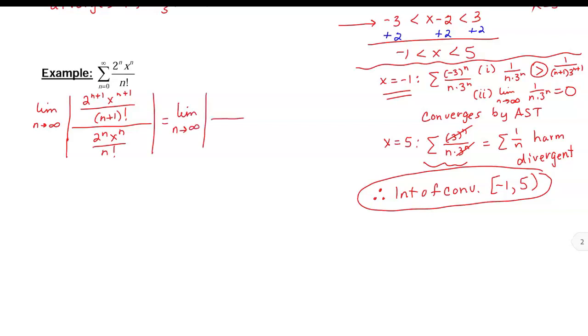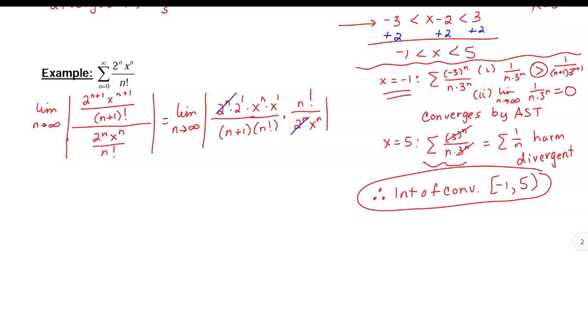Break up 2 to the n plus 1 into 2 to the n times 2 to the first. Break up x to the n plus 1 into x to the n times x to the first. Break down n plus 1 factorial as n plus 1 times n factorial, and then we're going to flip the bottom fraction. Let's cancel 2 to the n's, x to the n's, and n factorials.